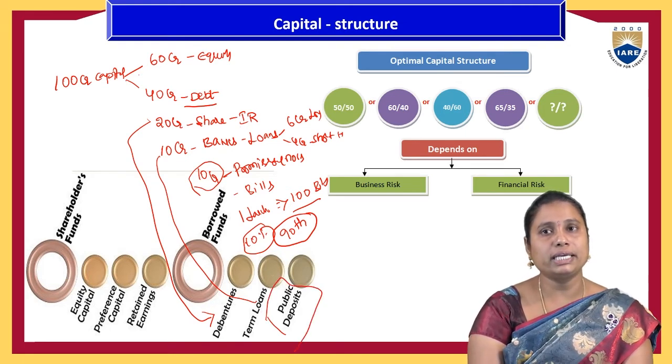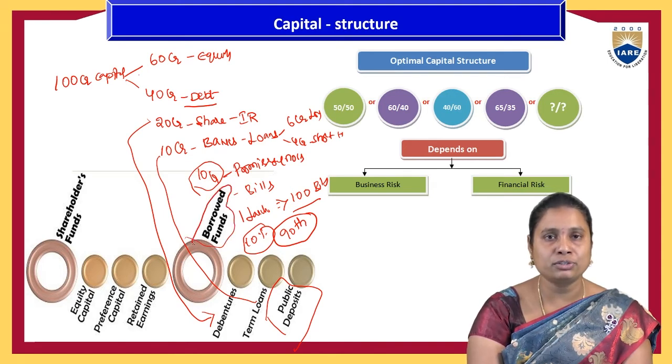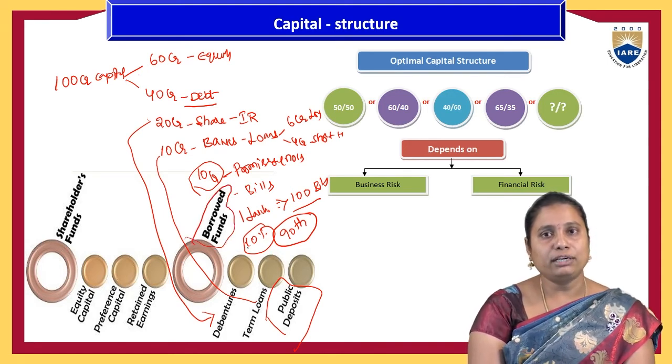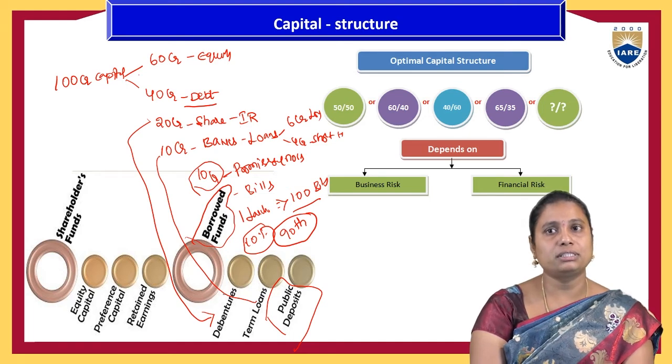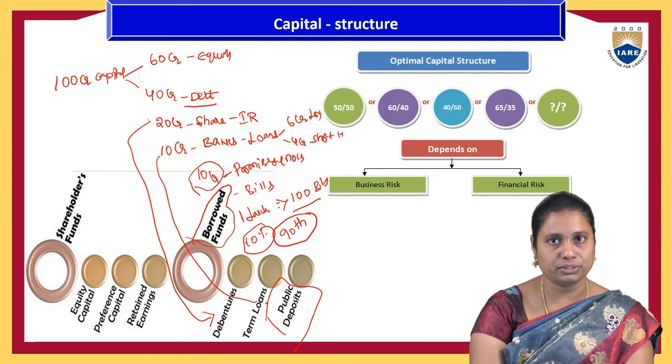They have borrowed the funds and have the responsibility to repay those funds to these people. That kind of funds accumulated by the business is called debt funds, which are a combination of debentures, term loans, and public deposits.